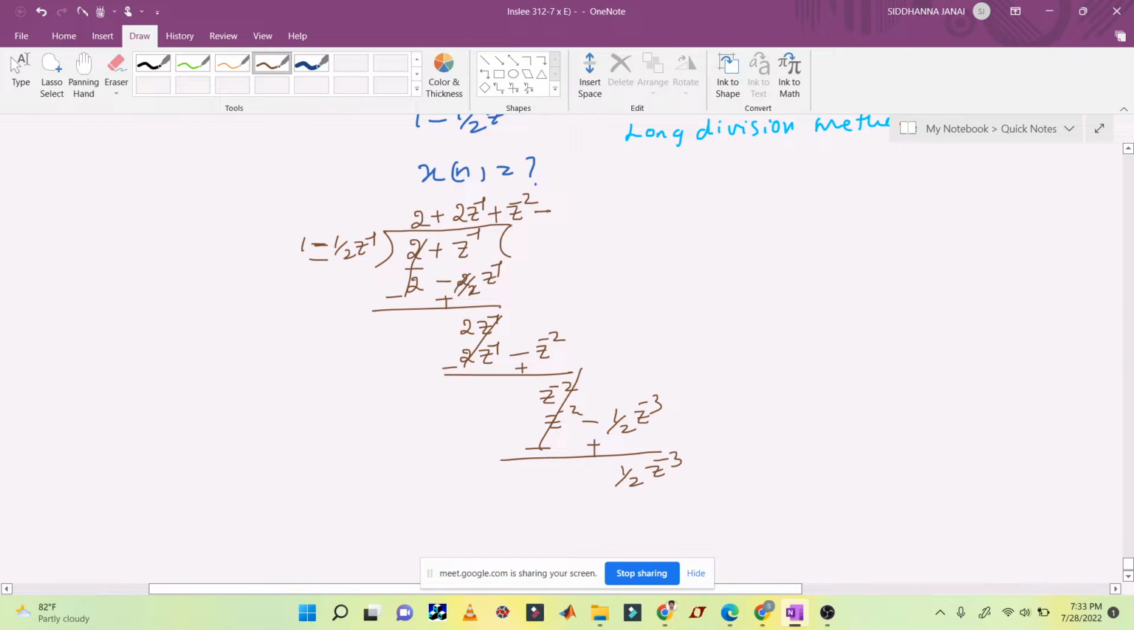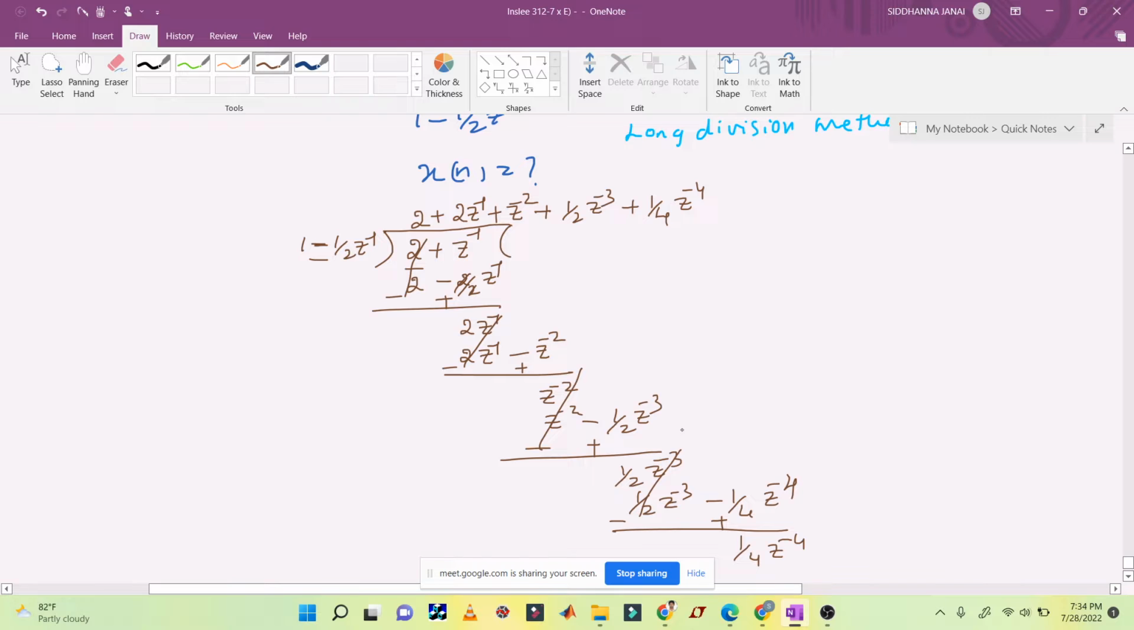So what I will get here is plus 1 by 2 z to the power minus 3. So 1 by 2 z to the power minus 3 minus 1 by 2 into 1 by 2, 1 by 4 z to the power minus 4. So this is minus and this is plus. Now the answer is 1 by 4 z to the power minus 4. Now it will go on like this, plus 1 by 4 z to the power minus 4.